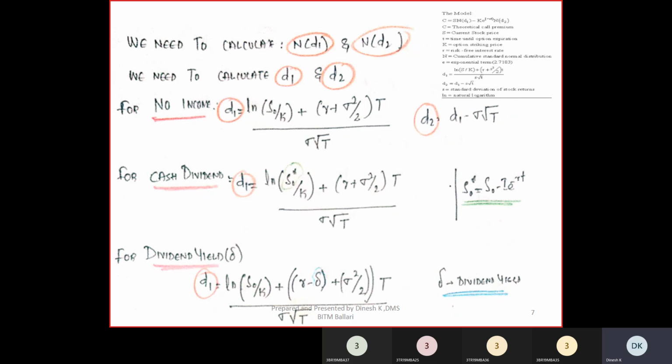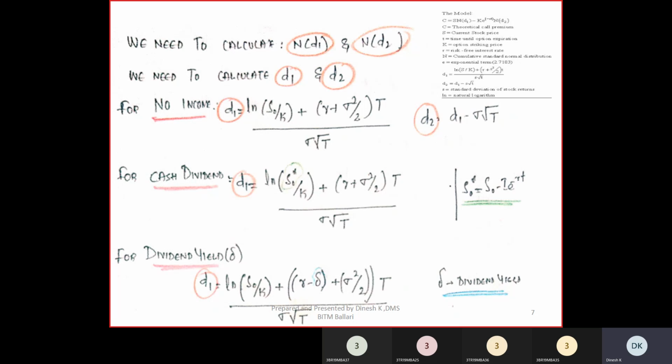S naught is the spot price available in the market, divided by the exercise price. First we take spot price divided by exercise price, and the output value you look up either from the scientific calculator or from the table of log values, so you get the log of S naught by K. This is one variable, plus, open the bracket, R plus standard deviation square divided by 2, multiplied by T. Keep in mind that the multiplication by T applies to this whole bracket.